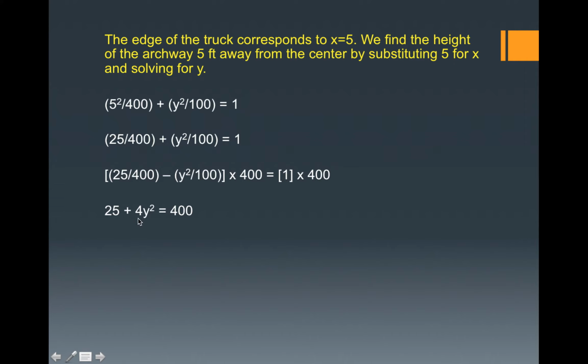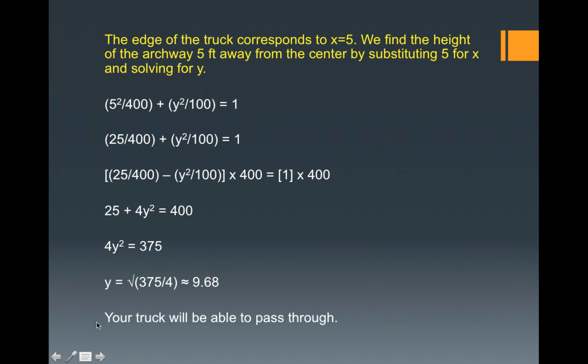25 plus 4y squared equals 400, I apologize. Forgive me for stuttering. 4y squared equals 375. And if we divide 375 by 4 and calculate the square root of that, we get the value of 9.68. So our truck will be able to pass through. Not by a lot, but it will pass through.